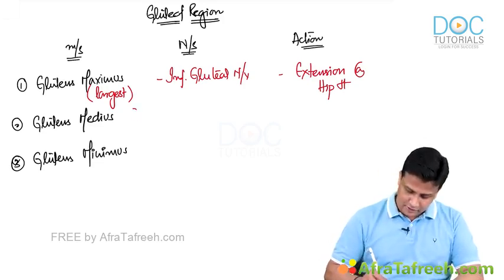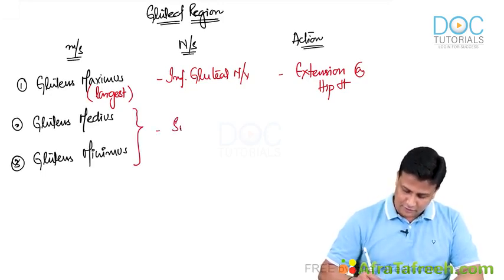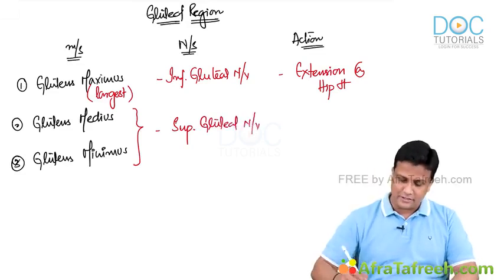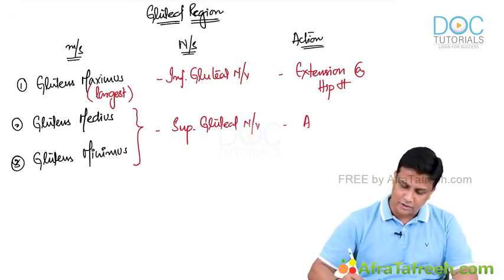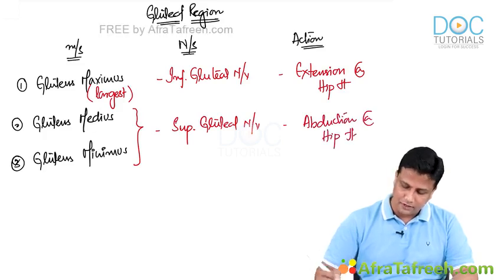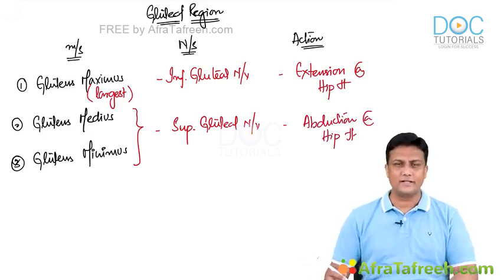Gluteus medius and minimus, these two muscles are supplied by superior gluteal nerve. Again, it is gluteal nerve only, but this time it is superior gluteal nerve. And these two muscles I'm mainly concerned with. They are actually helping in mainly abduction at the hip joint. There are other functions also. I'm not concerned about that.